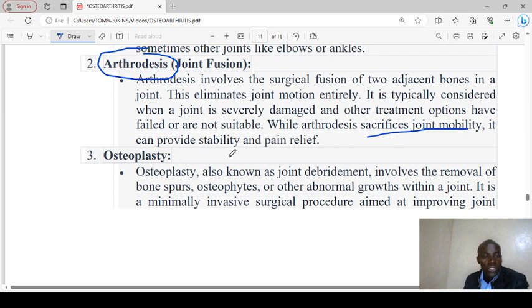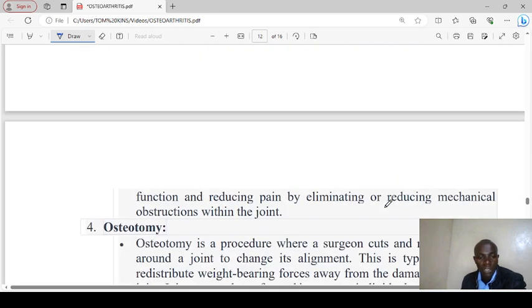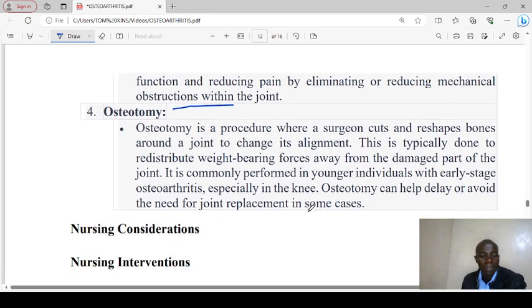We also have osteoplasty, also known as joint debridement. Okay, it involves removal of the bone spurs, the osteophytes, or other abnormal growths within a joint. It is a minimally invasive surgical procedure aimed at improving joint function and reducing pain by eliminating or reducing mechanical obstructions within a joint.